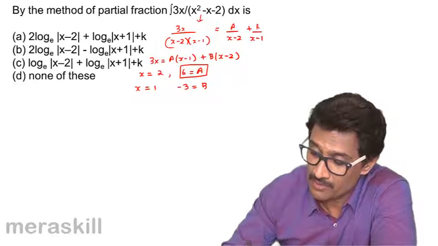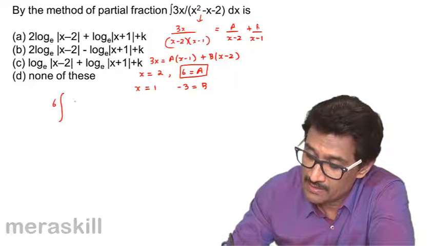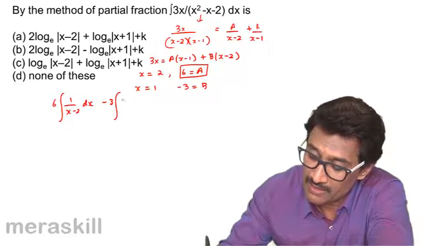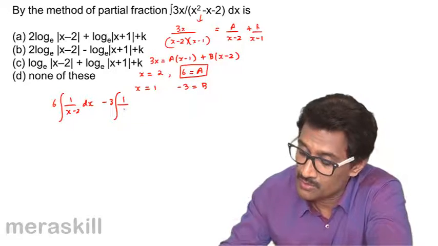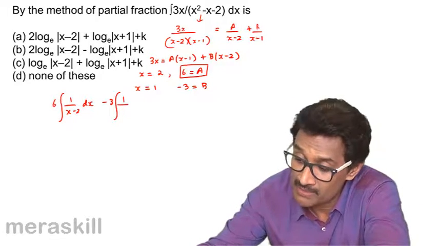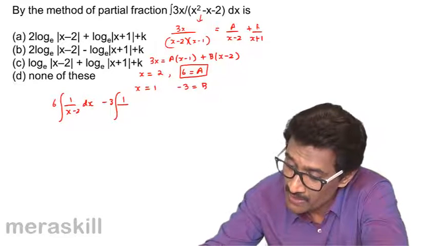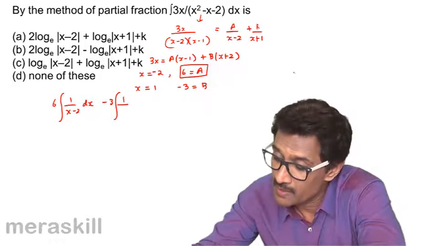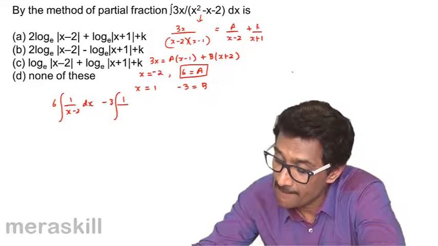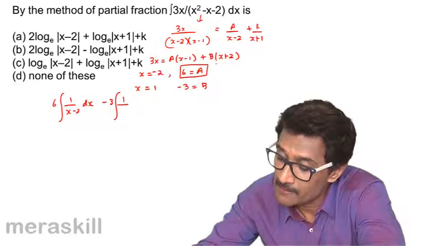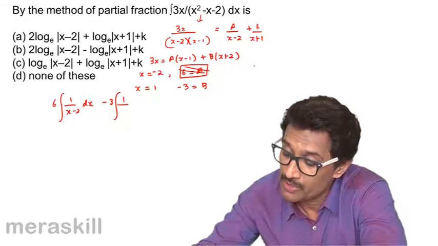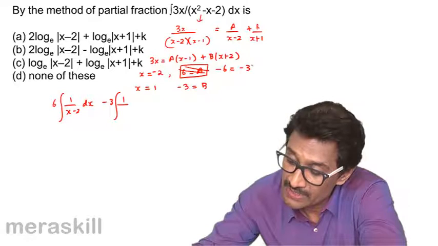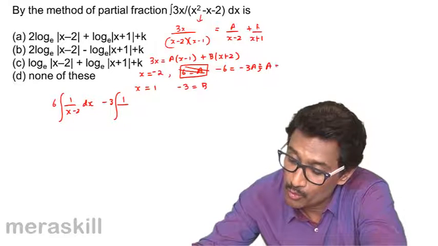So ultimately, it's going to be the integral of 6 upon x minus 2 dx minus 3 integral of 1 upon, this is (x minus 2)(x plus 1). We had a mistake over here, it is going to be plus 1. So for our whole answer, suppose x is minus 2, you end up getting minus 6 equals minus 3A. So A turns out to be 2.